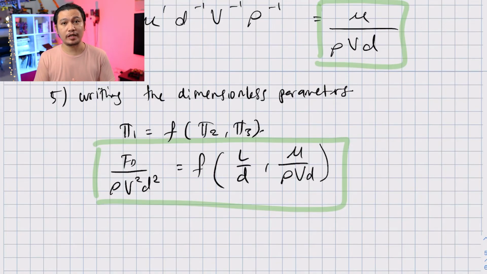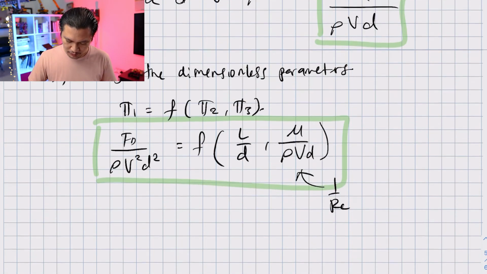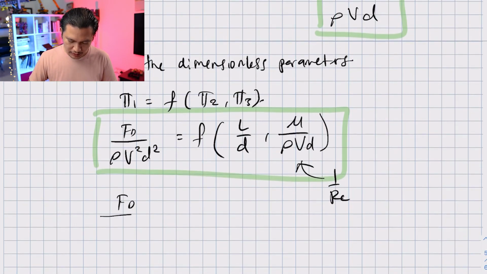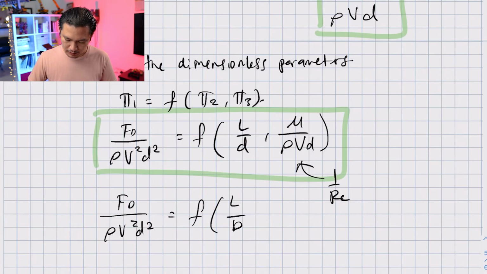But you could actually make this cleaner, okay? And this shows that you actually know what you are doing, because mu over rho v times diameter is actually 1 over Reynolds number. So why not we make it Reynolds number? Because if it's 1 over Reynolds number or Reynolds number, it doesn't matter because this is dimensionless. So we can also write the function of Fd over rho v squared d squared as the function of L over d and Reynolds number. So this looks cleaner, isn't it?